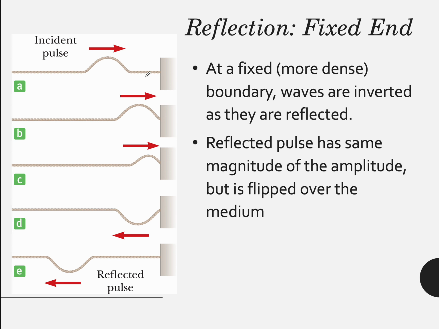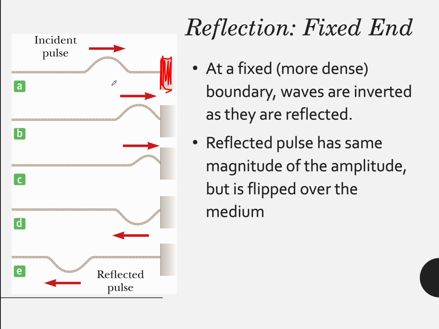At a fixed or more dense boundary, where in this case there's a pulse here and it's about to run into this material here, this material is more dense. So we say this is a fixed boundary. Waves are inverted when they reflect. The reflected pulse is the same magnitude of the amplitude, but is flipped over. So when a wave hits here, it comes back on the other side with the same amplitude.